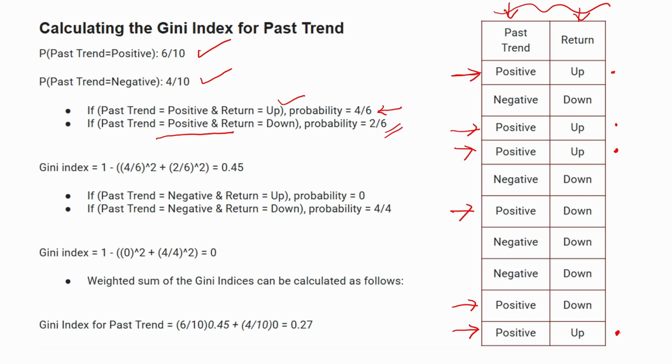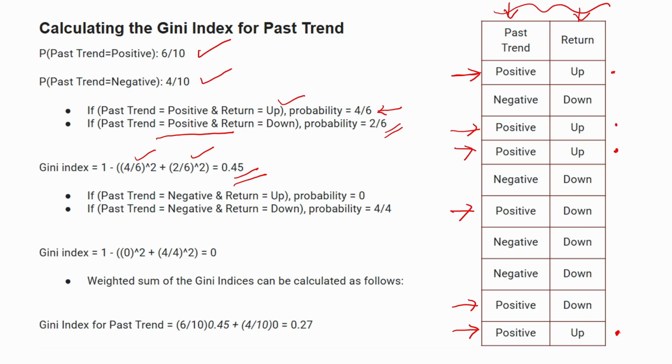That is 1 minus the summation of the probability squares. So 1 minus (4 by 6) the whole square plus (2 by 6) the whole square. So you got it as 0.45. So that is for past trend positive. Similarly, you have to find for past trend negative.